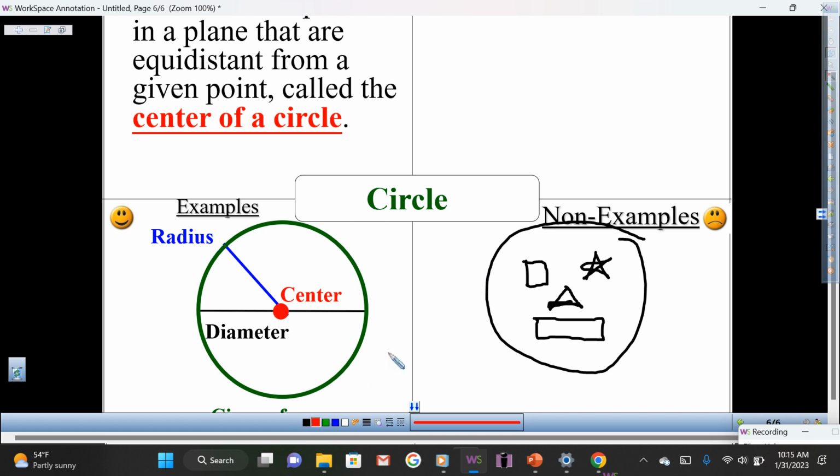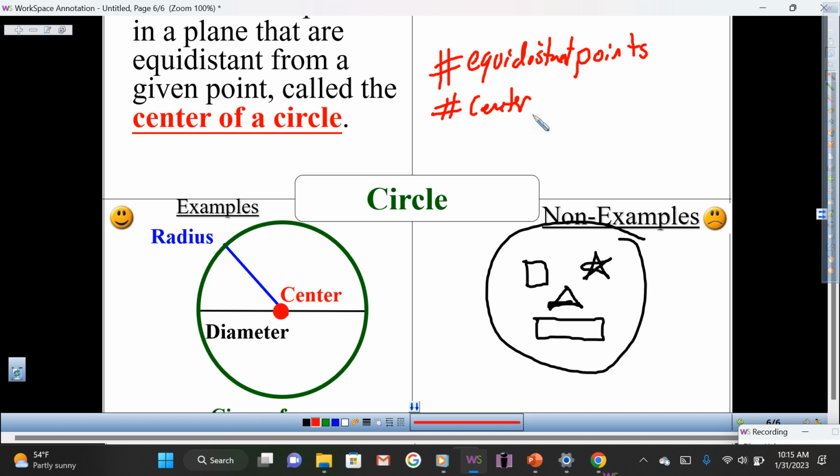So, what would be a good hashtag as to what a circle is? What was the key word? Yes, equidistant what? Equidistant what? Yes, points. Very good. Hashtag center. And so on and so forth.